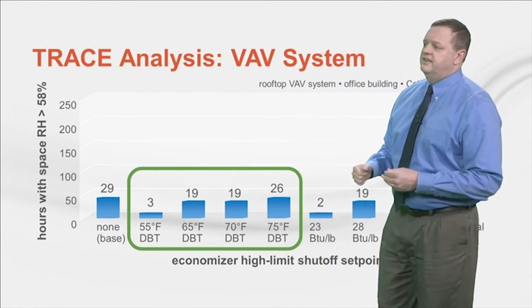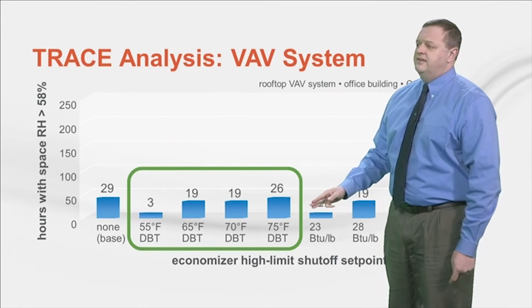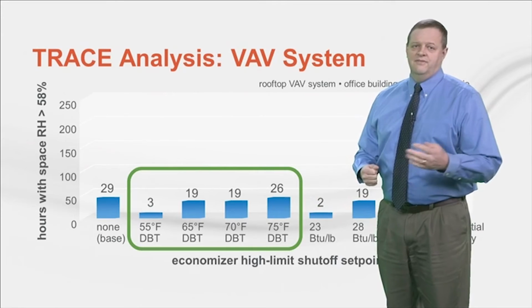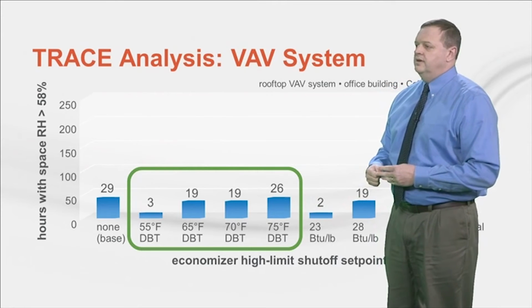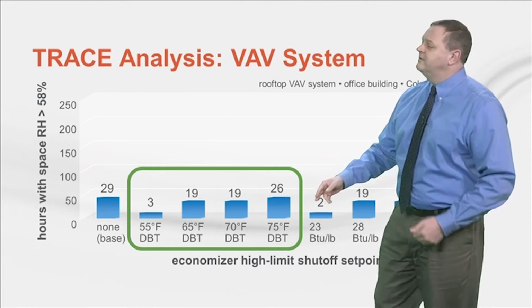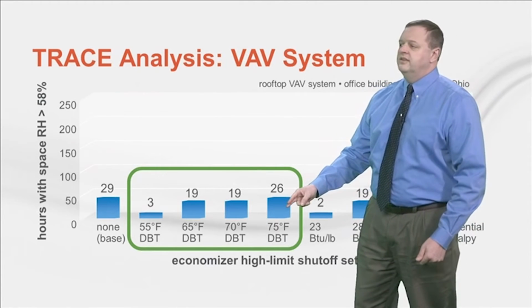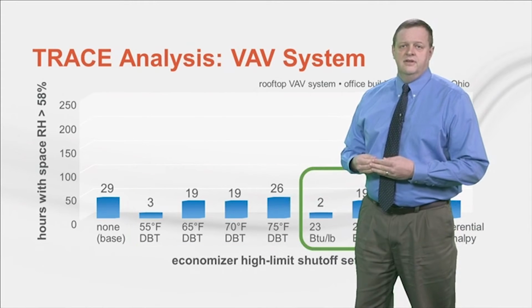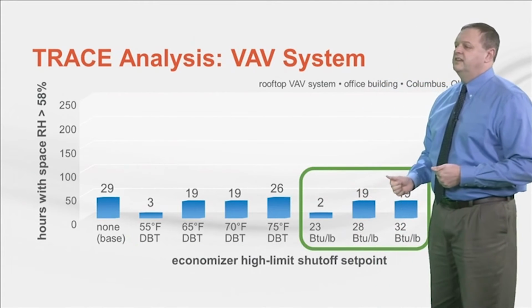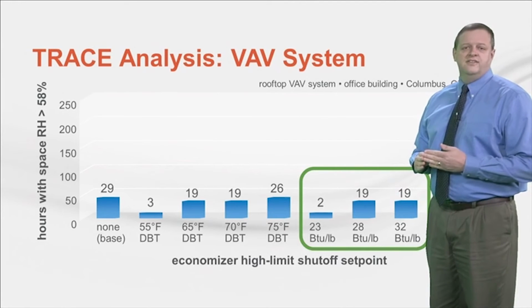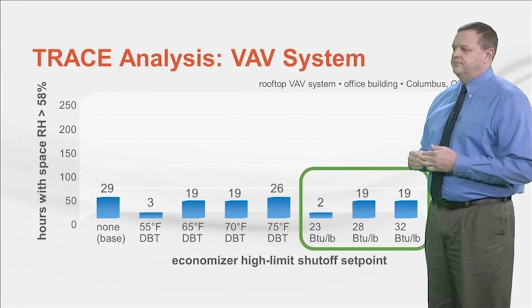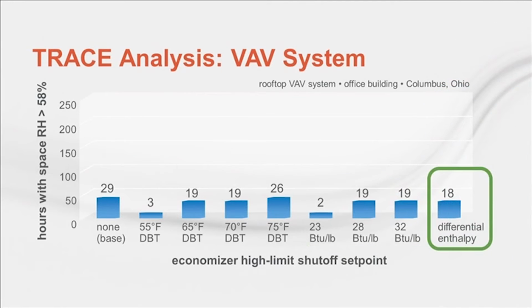The next interesting thing is that in this example, adding an economizer can actually reduce the number of hours with elevated humidity. I'll cover that more in a little bit. But similar to the previous example, as the high limit shutoff set point is increased, the number of hours with elevated humidity also increases. This is also the case for fixed enthalpy control, although none of the set points resulted in more hours than the baseline system with no economizer. And finally, with differential enthalpy control, the number of hours with elevated humidity is still very low.